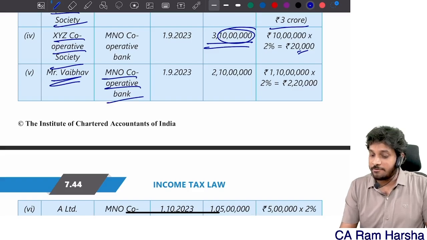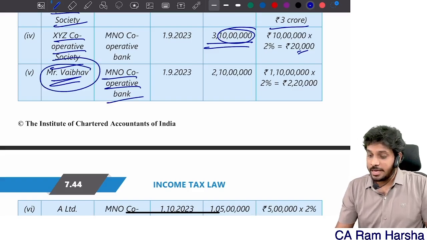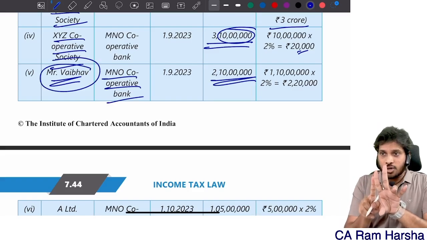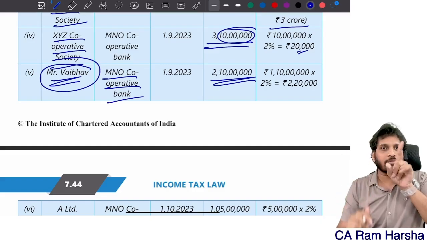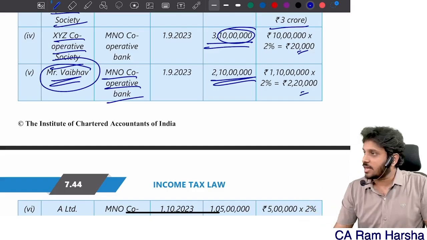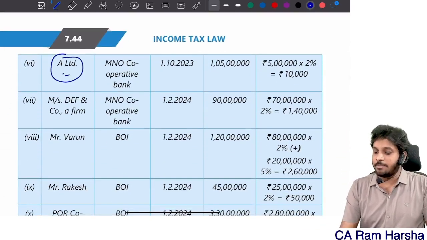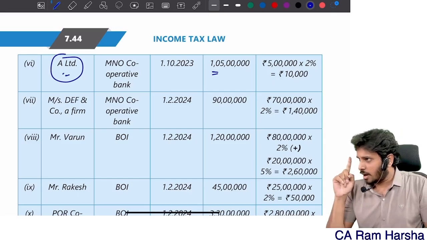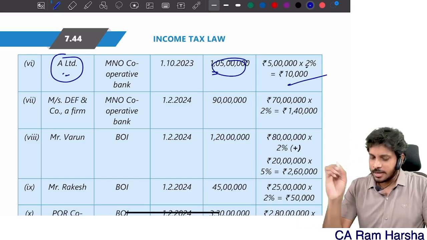Vaibhav, cooperative bank, he is an individual, remember. Individual means only 1 crore. Up to 1 crore, no TDS. Beyond 1 crore, 2%. 1 crore 1 lakh, so 1 lakh into 2%, 2,000. A limited company has a limit only up to 1 crore. 5 lakh into 2%, 10,000.